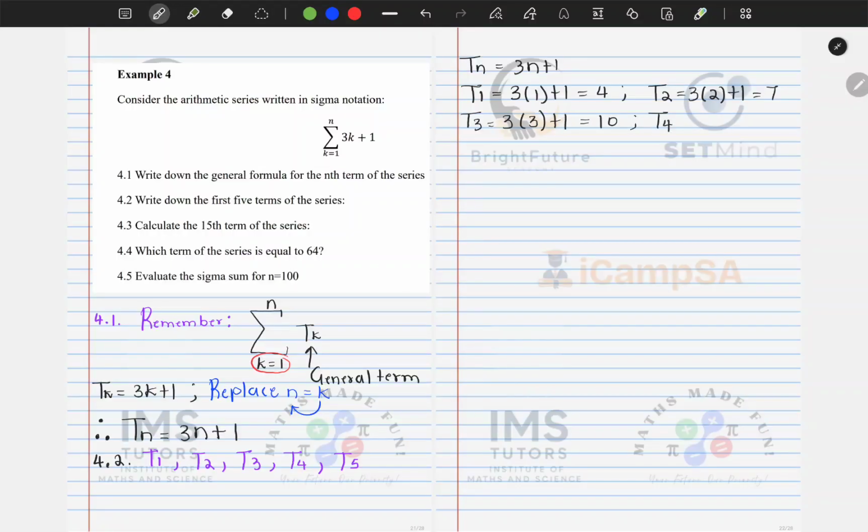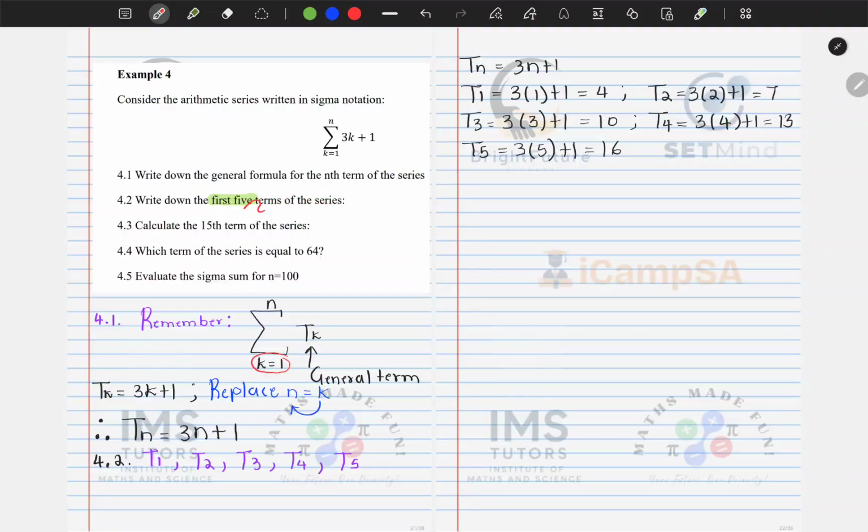Then if I go for T4, because remember they said the first 5, I'll have 3 into 4, which will be 12 plus 1. This will be 13. So let's go ahead and have T5, which will be 3 into 5, which will be 15 plus 1, this will be 16. So now, how do we present our answer?